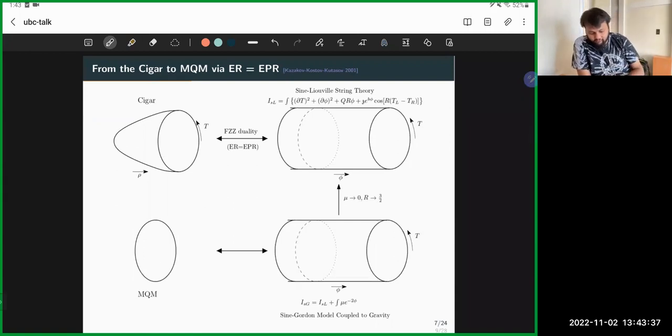So the cigar is dual, via what's called the Fateev-Zamolodchikov duality, which is a type of ER equals EPR duality. And I know the UBC audience will like ER equals EPR a lot, so I hope you're happy. It is dual to what's called the sine-Liouville string theory. The sine-Liouville string theory again has a sigma model bit, a dilaton bit, and this funny bit with the very fancy Z, which I will explain later.